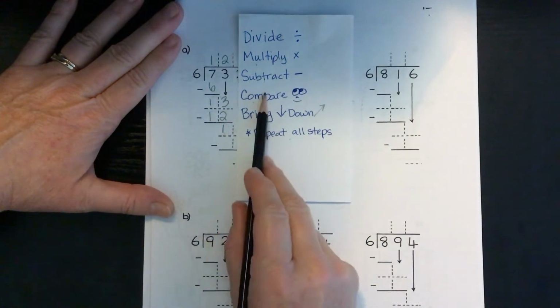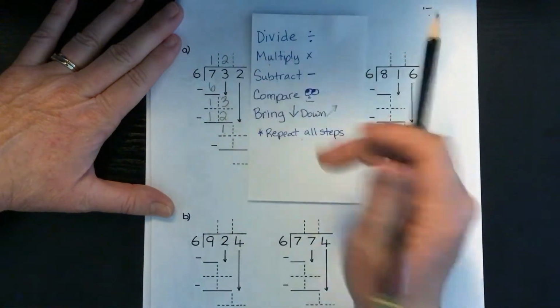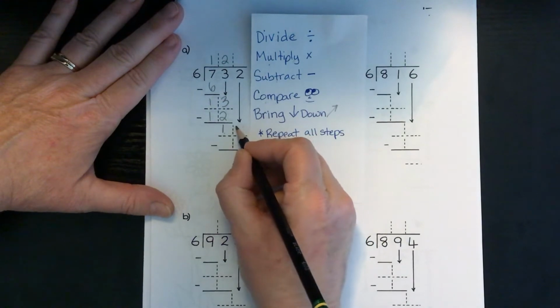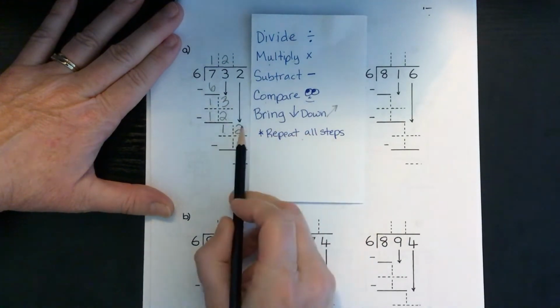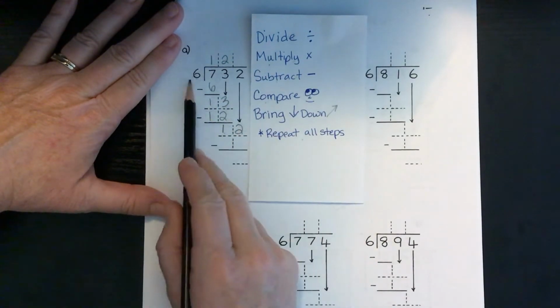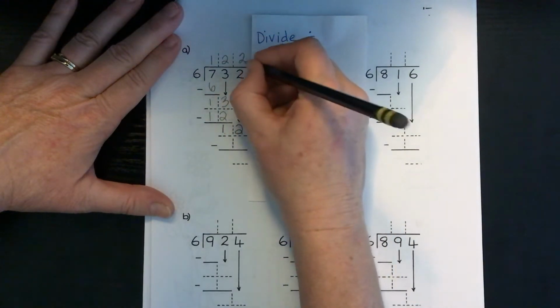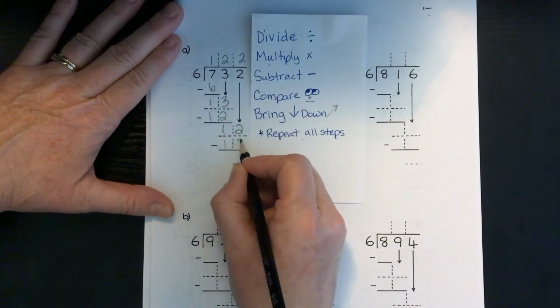Definitely less than my divisor, so I can see, yep, one more bring down. I got to bring my 2 all the way down here. Got a new number. It's 12. 6 divided into 12 again is 2 because 2 times 6 is 12.